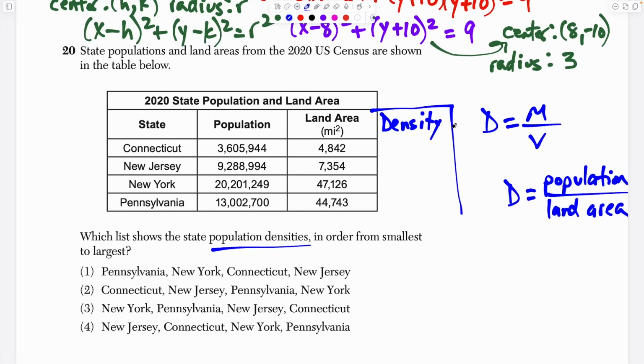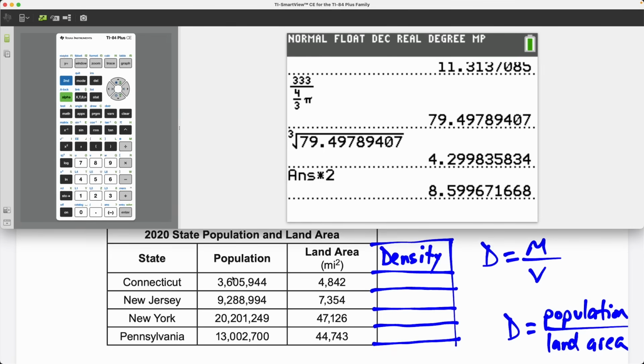I'm only going to write the word density. So let me just go ahead and do this, and I'm going to just continue the table here. I'm going to find the population density for Connecticut, New Jersey, New York, Pennsylvania. We're just going to divide the population by its corresponding land area. So, ready, we can start typing these in.